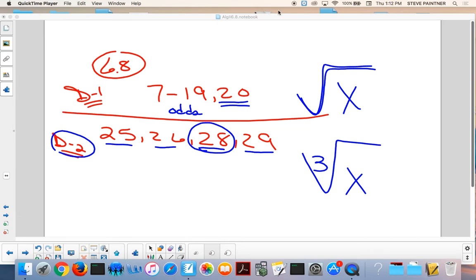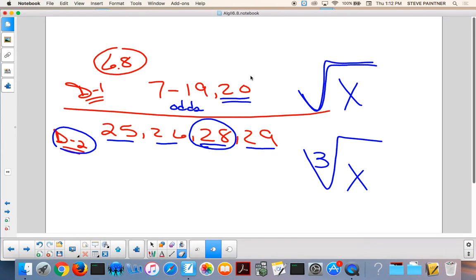Finished at number what? 20. Okay, so here it is. Yesterday, day 1, 7 through 19 odds, 20. It was all about what function? Square root function. Okay, today, day 2, just finish it up.